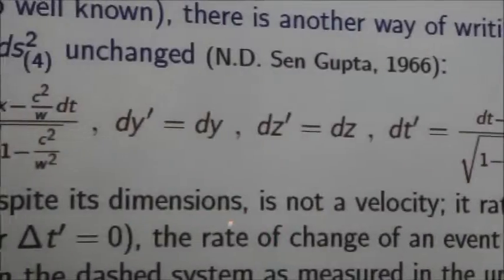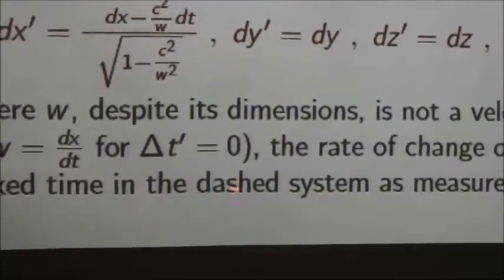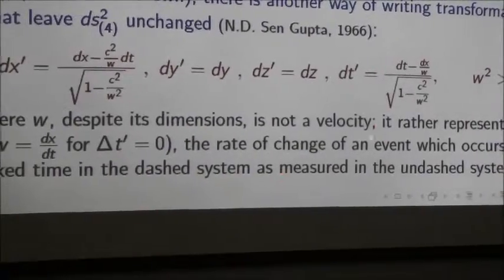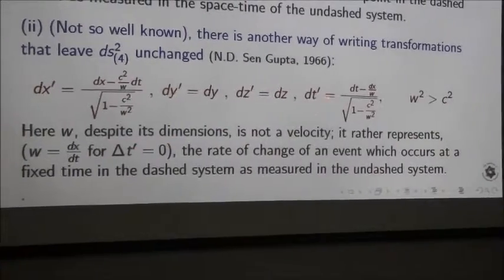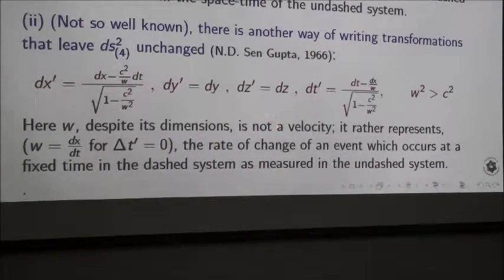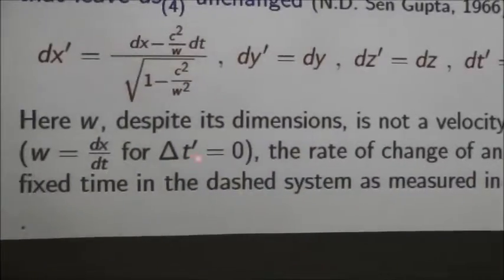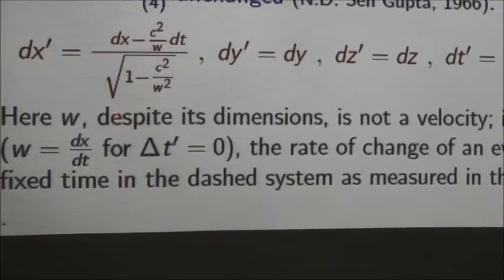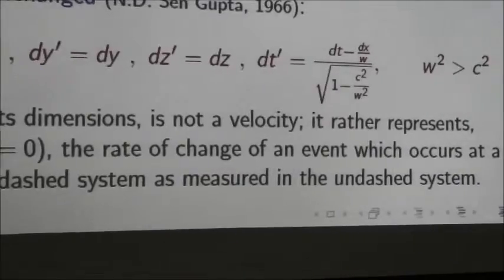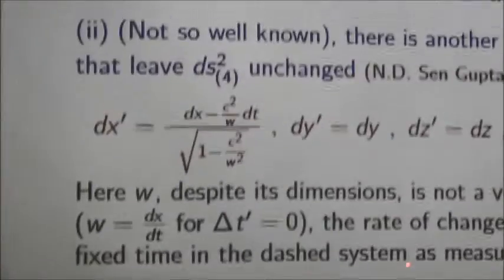W, despite its dimensions of velocity, is not to be interpreted as a frame velocity. If you look, w is dx by dt with dt prime 0, not dx prime 0. So it's not really a relative velocity. It's something new with the dimensions of velocity, but what it measures is the rate of change of an event which occurs at a fixed time in the dashed system, as measured in the undashed system. Clearly, these are dual to each other. Space and time, in some sense, are interchanged.